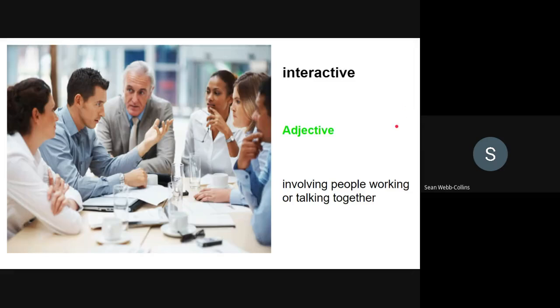And what are the other word forms? What's the verb? Interact. For example, the people in this meeting are interacting. And what's the adverb? Interactively. And the two nouns, an interaction, and the second noun, interactivity. So once more, the word forms are the adjective interactive, the verb interact, the adverb interactively, the nouns an interaction, and the second noun, interactivity.